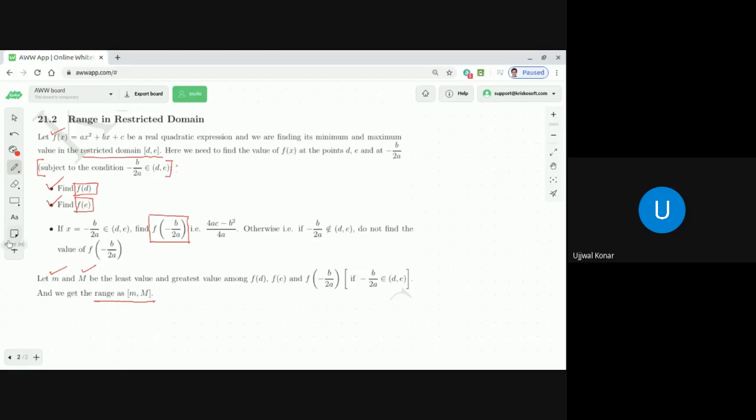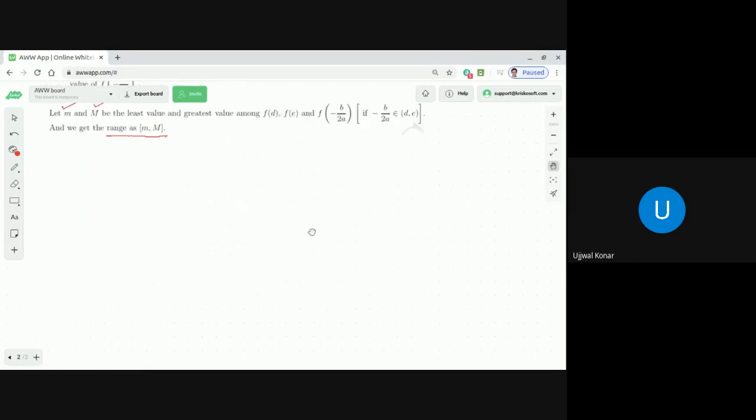Now we are going to solve problems related to this theory, because it is important. Questions come from here. What I want you to do is first take a note of this question and also start solving along with me. The first question is: find the range of f(x) equal to 2x square minus 3x plus 2 in the domain 0 to 2. That is a restricted domain.